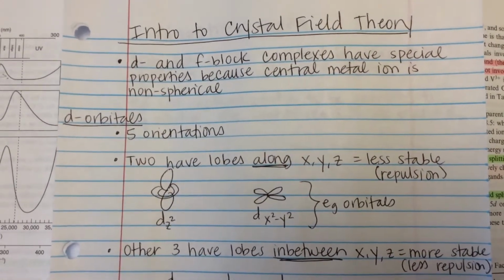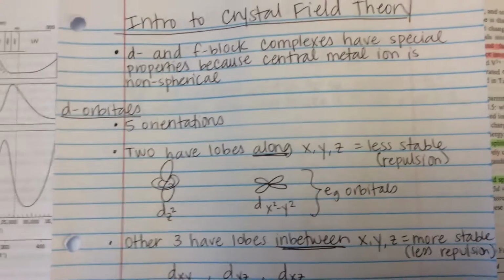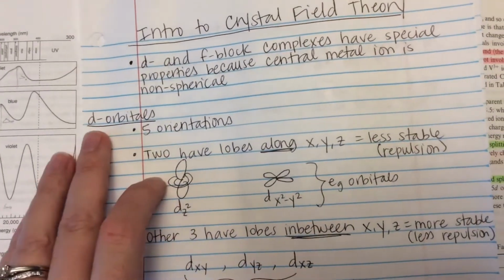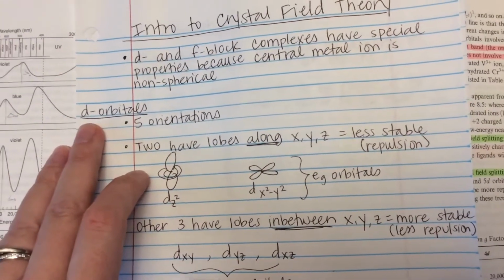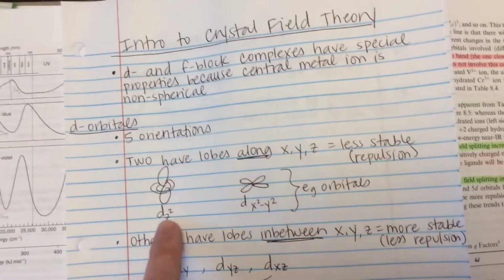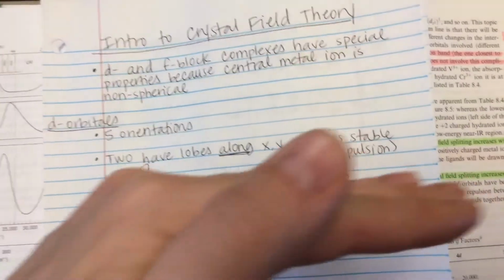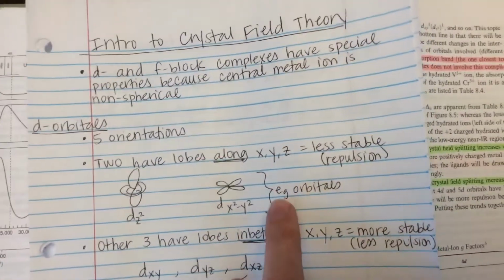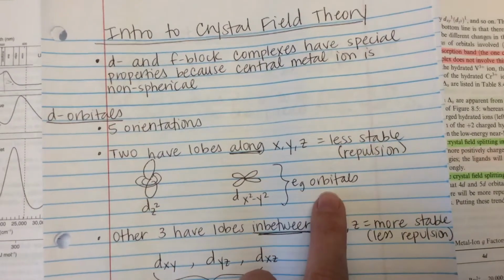If you remember back to your electron configurations, when you drew those orbital shapes, there are 5 orientations. We're just going to look at d orbitals. There are 5 orientations that you can have. Now 2 of them have lobes along an axis. So dz squared is right along an axis, and dx squared minus y squared, I tried to draw it, is right along an axis as well. We call those the eg orbitals. They are less stable. There's more repulsion in these.